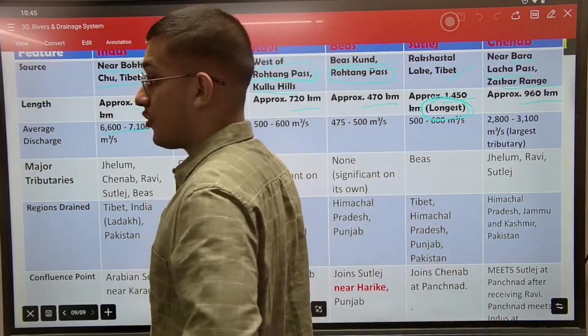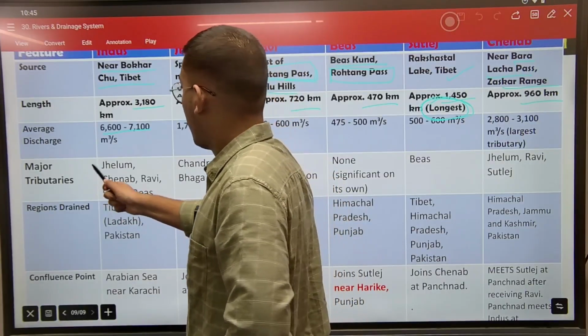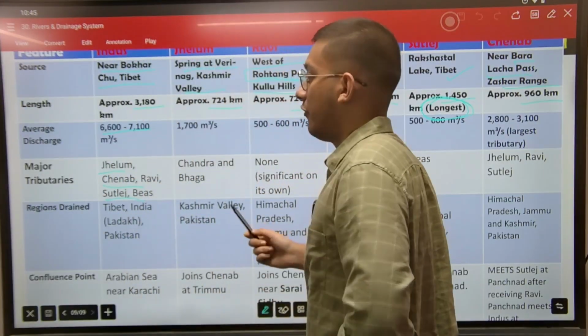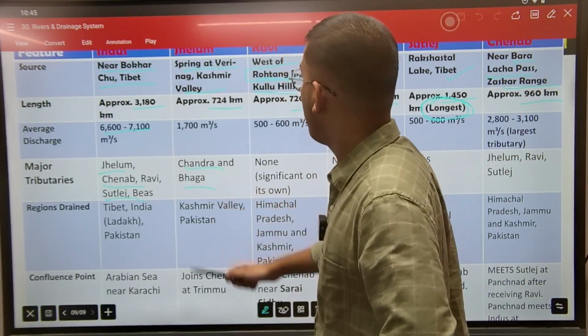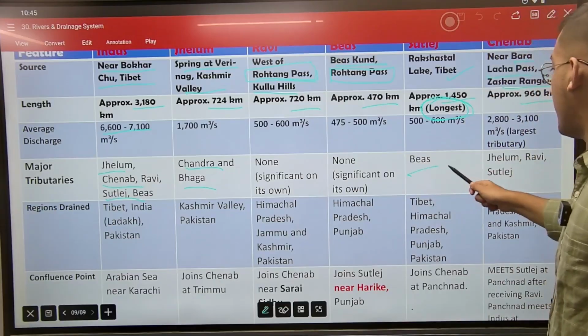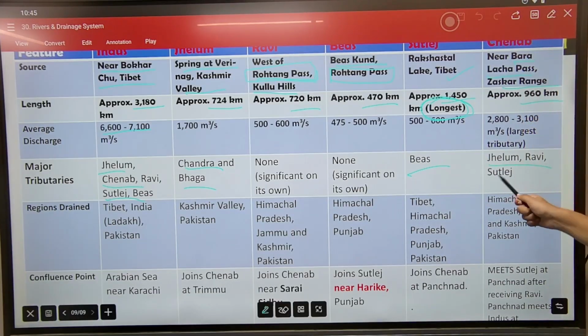Coming to the major tributaries, of Indus we have Jhelum, Chenab, Ravi, Satluj, Beas. Of Chenab River, we have Chandra and Bhaga. Ravi, there is none. Beas, there is none. Satluj, we have Beas and Chenab. Jhelum, Ravi, and Satluj.